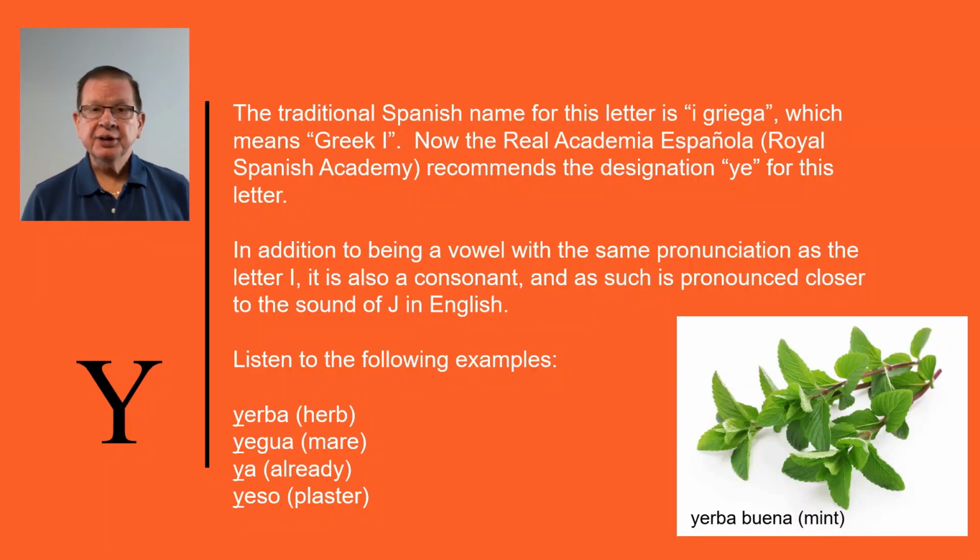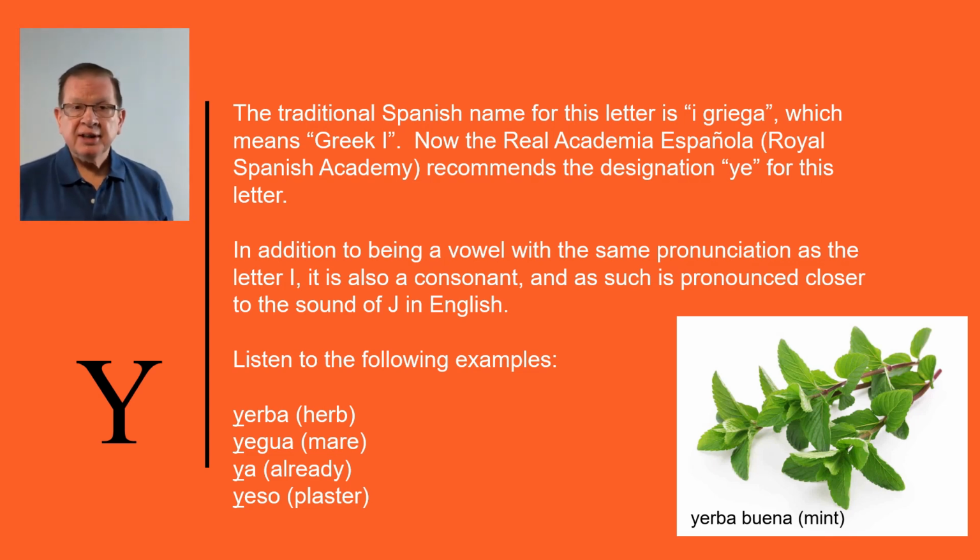Y. The traditional Spanish name for this letter, and the one I always use, is i griega, which means Greek I. This is because this letter looks like the Greek letter Ypsilon, but is pronounced like the letter I. Previously, these two letters with the same pronunciation were distinguished by the designations i latina, Latin I, and i griega, Greek I. Now the Royal Spanish Academy recommends the designation ye for this letter.